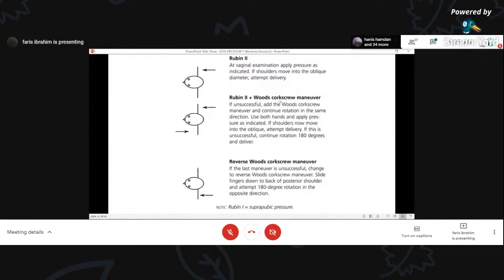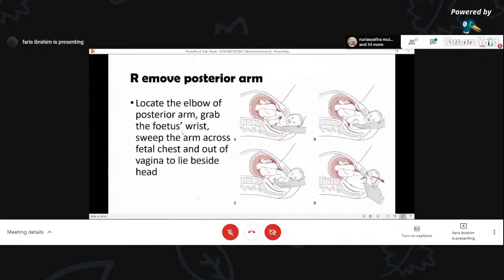Kalau Rubin 2 campur dengan wood corkscrew maneuver, yang macam ni lah. So satu ambil daripada anterior shoulder, satu tangan lagi, masukkan dua-dua tangan dulu, satu kat anterior shoulder, satu kat posterior shoulder, tolak. Okay, so ini adalah enter maneuver. Now, kalau with entering maneuver tu still not dislodged yet, still cannot be passed through.